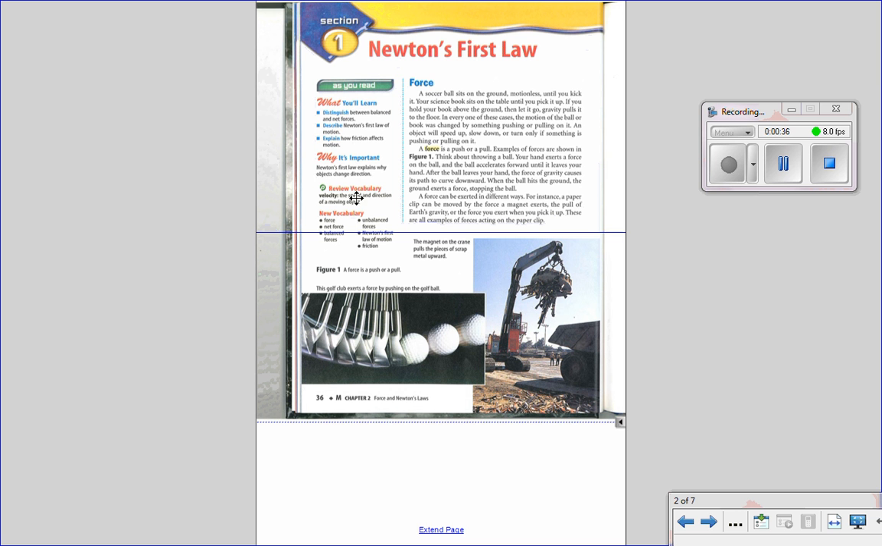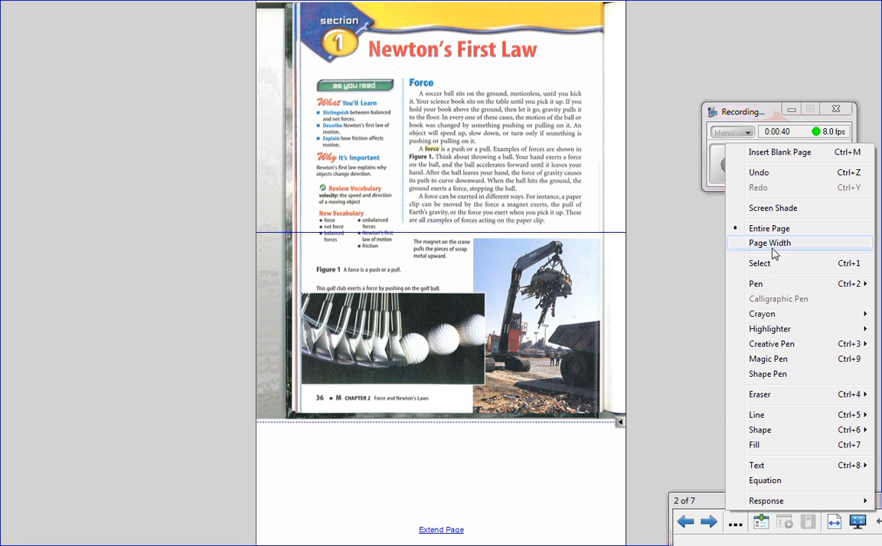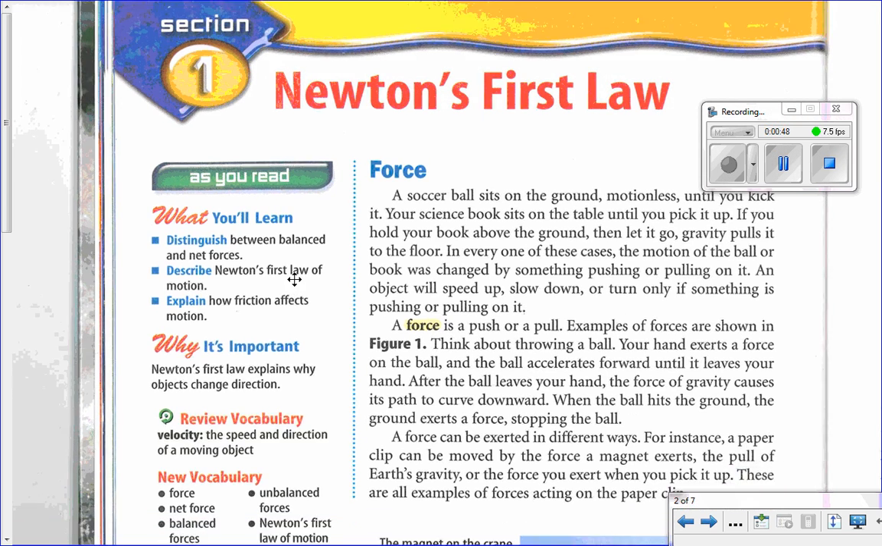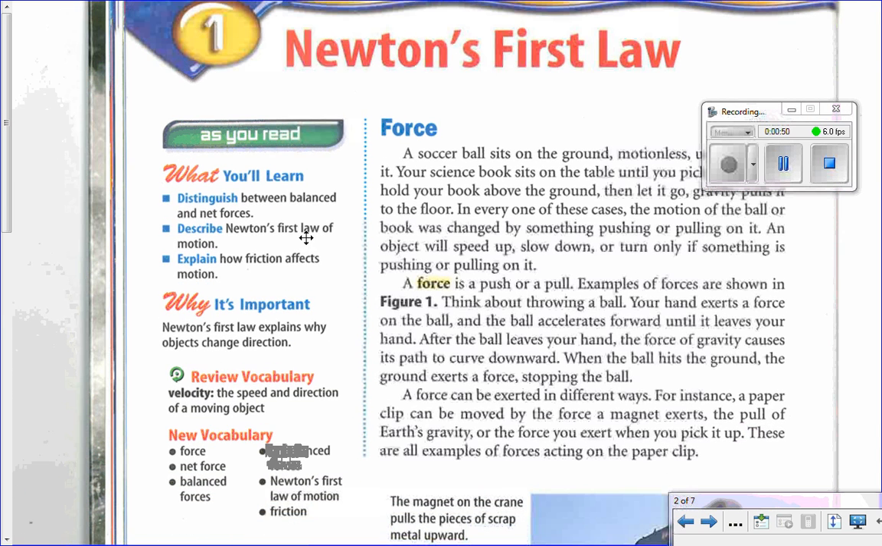Now, this information here we need to know. Again, we need to make sure that we look at what we'll learn. We need to understand balance and net forces, Newton's first law of motion, which is known as inertia, and how friction affects motion.